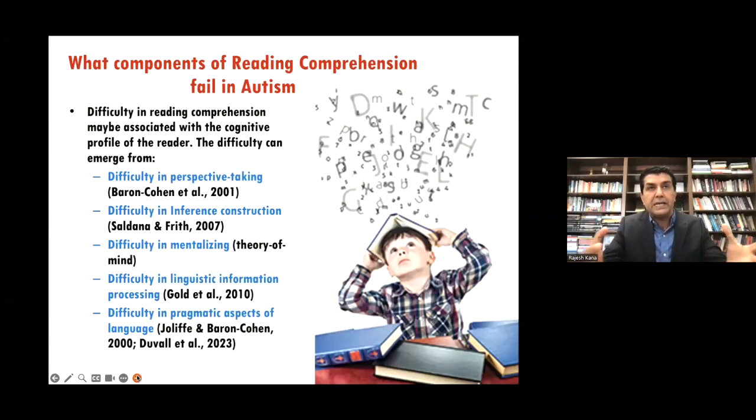We just talked about integrating two different pieces of information to construct inferences, difficulty in mentalizing, which is reading other people's minds, mind reading, very much related to the perspective taking point that we were talking about. Difficulty in linguistic information processing, of course, language processing difficulty. And then the last one, difficulty in the pragmatic aspect of language, which is the social use of language.